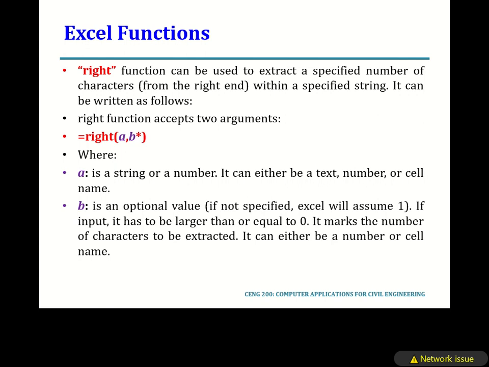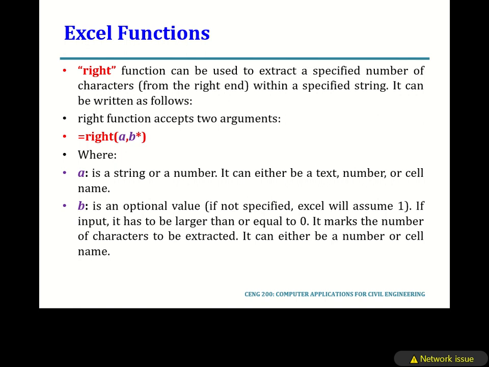Now you can see static with B, right? So what was the meaning of static in the slide? Why static means what here? B is optional. The function can work without B as well, but it will take a default value of B. What is the default value of B? 1. So instead of putting 2, if I don't put anything, it will just assume that I want one character from the right hand side, and it will take only that. Got it?